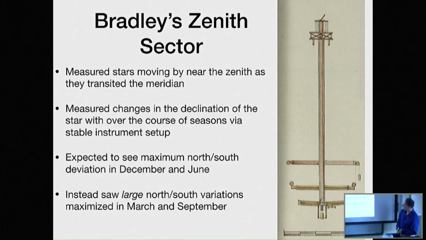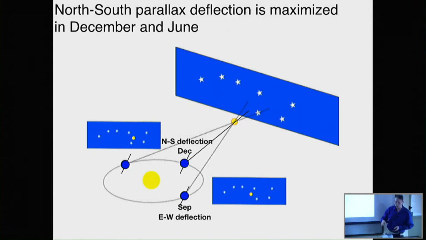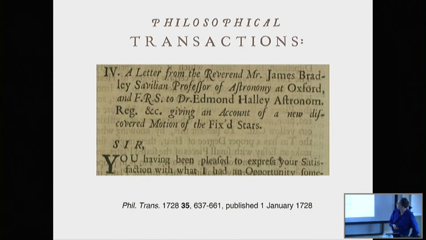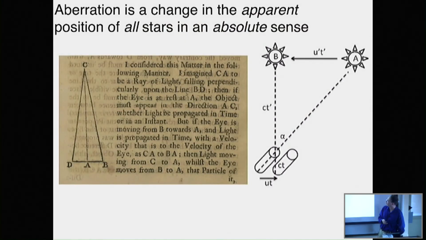What he found is very large variations, and he found them maximized in March and September, which did not make any sense. So he puzzled over this. A lot of people had similar observations, didn't seem to make any sense, and he finally published it in Philosophical Transactions. This is a great read. I recommend looking it up and reading it. It's just a lot of fun. He walks through how he built the thing, how he made the measurements, how they made no sense, how he puzzled over it, and finally he figured out what was going on. And what was going on is what today we call the aberration of starlight.